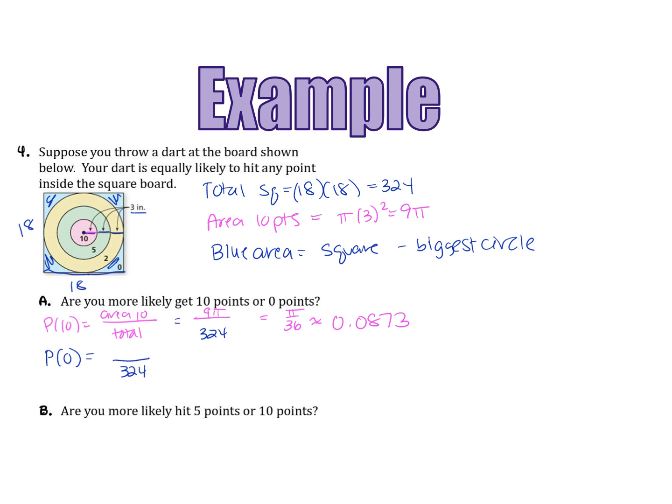So if you think you can calculate that, go ahead and pause the video and try. But I'm going to walk through this with you because this is our first geometric example. And some of this might be a little rusty. We said the square area was 324. The biggest circle has a radius of 9 because each of those is 3. So it's going to be pi times 9 squared.